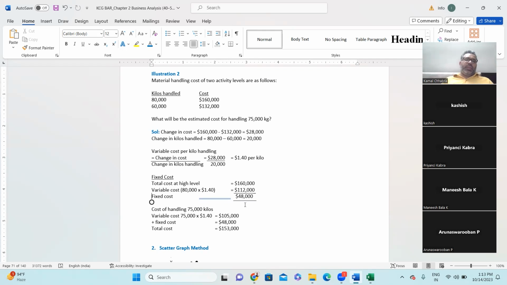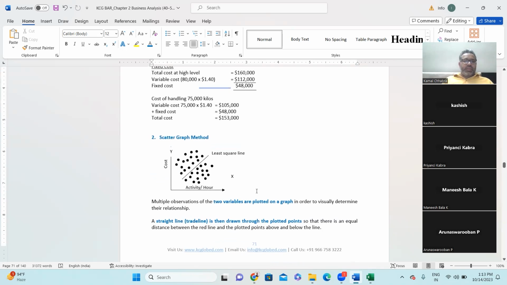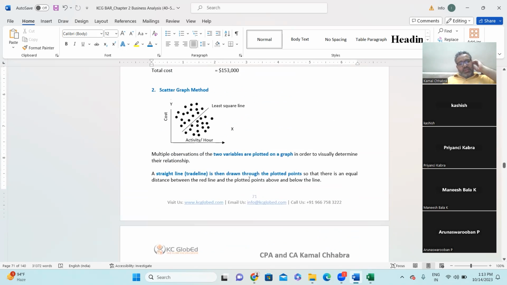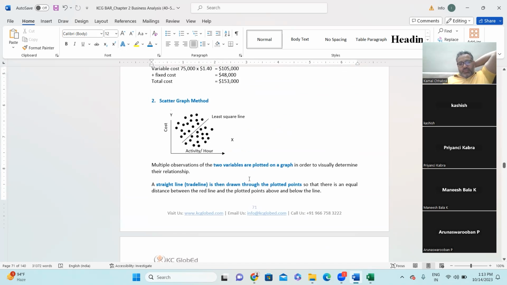Right? Got it. Okay. So second method for regression analysis is scattered graph method. Have you heard this method before? Scattered graph method? So scatter plots is the same, I guess. Yeah, more or less the same. Yeah, Pranshi, Manish, any idea?